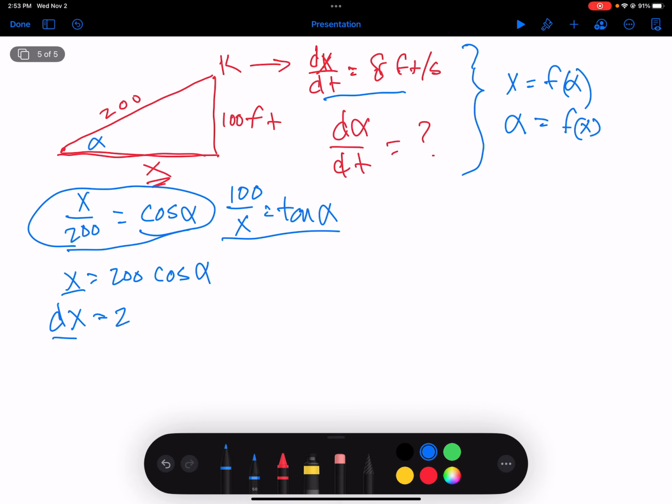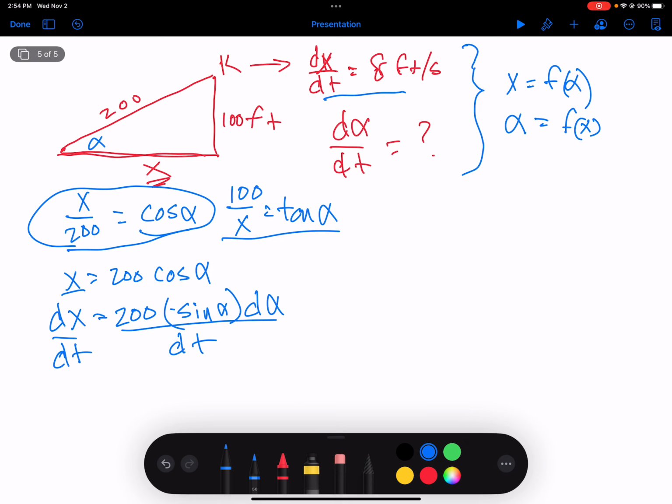On the right side, we get 200. We need to take the derivative of cosine alpha, and that's negative sine alpha. But to make this into a differential, we have to write in d alpha. So now we have the differential for the left and for the right side of the equation. Now, the easy trick that we do is we just divide both sides by dt. That's perfectly legitimate.